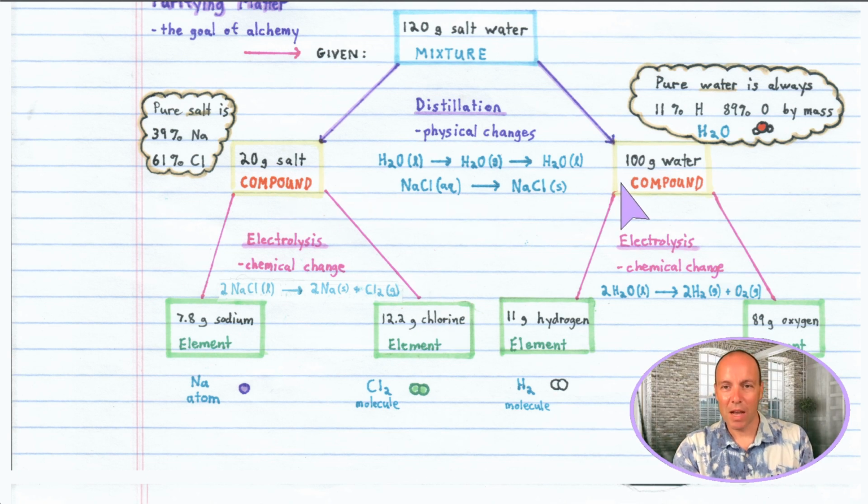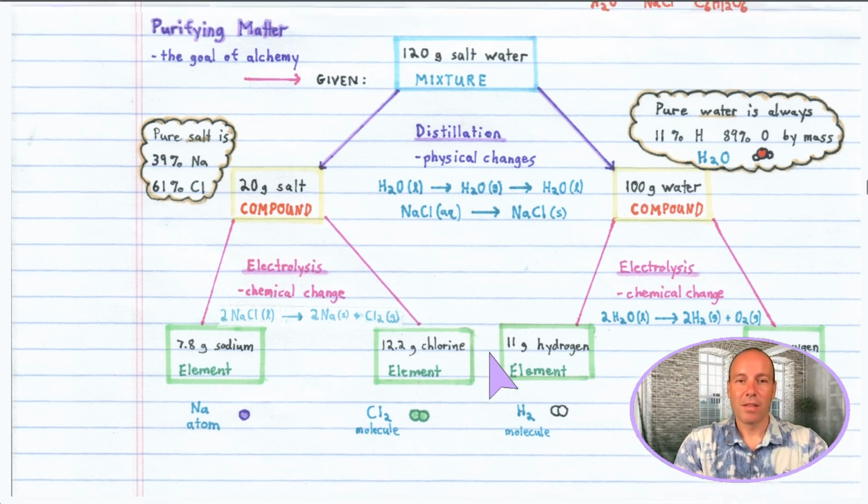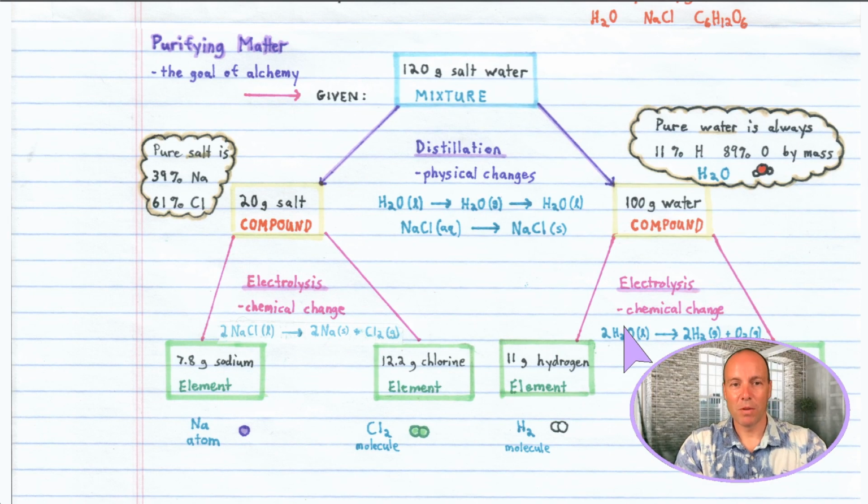So you can see these compounds can be broken down into the elements, and these occur through chemical changes. So the chemical reaction for the electrolysis of water, you start with the water, and then you end up with the hydrogen and oxygen substances. And for sodium chloride salt, you start with the salt, and then you end up with sodium metal and chlorine gas. So pretty cool. And I hope that this exercise right here helped you understand the difference between mixtures and compounds. Sometimes that's a source of confusion.